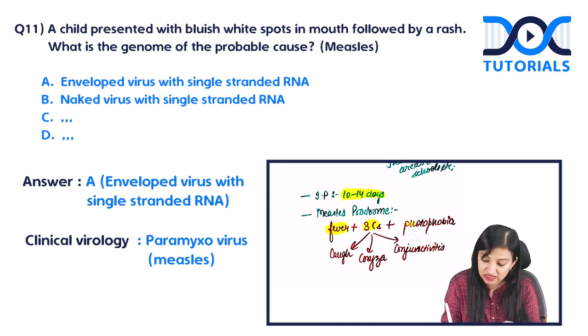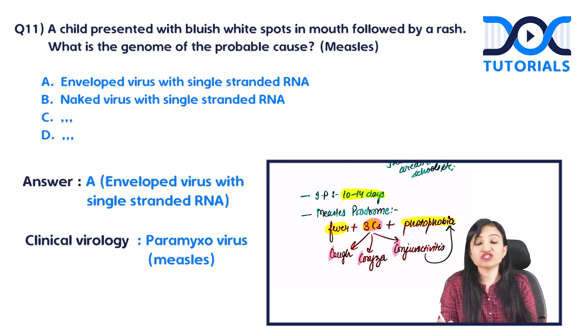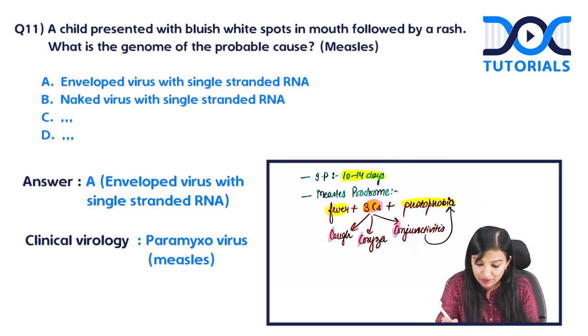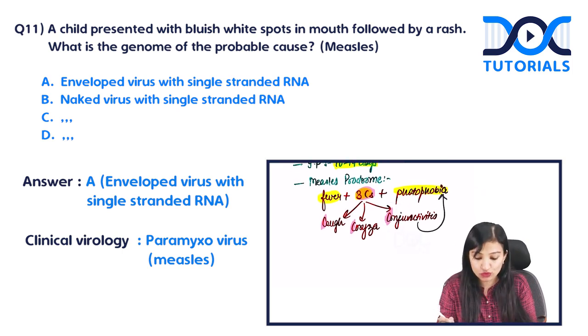Fever plus 3 C's plus photophobia. The 3 C's: cough, coryza and conjunctivitis. Because of conjunctivitis, the patient is going to have photophobia. Okay, so this is the measles prodrome.